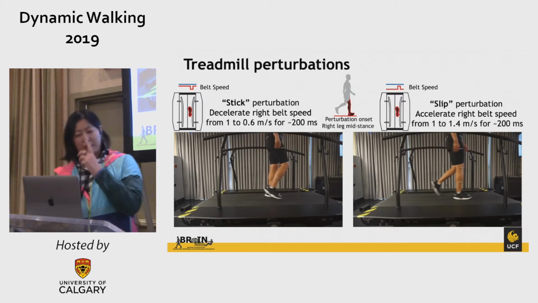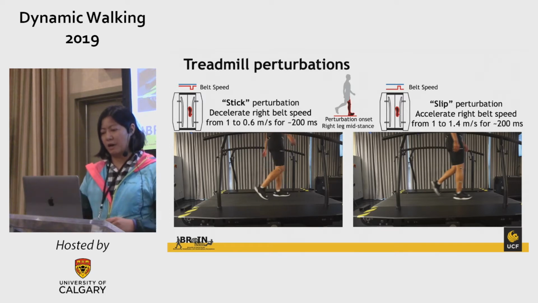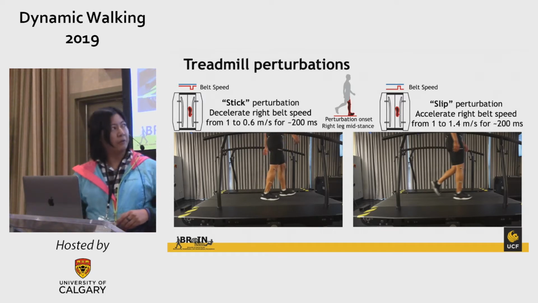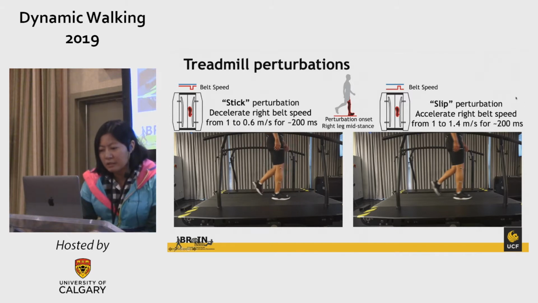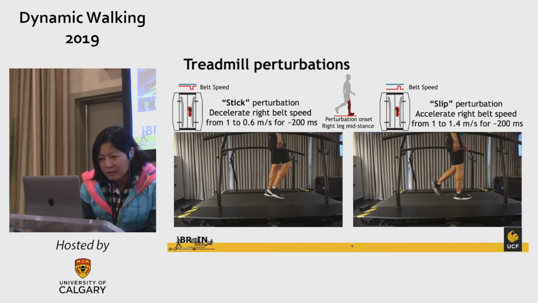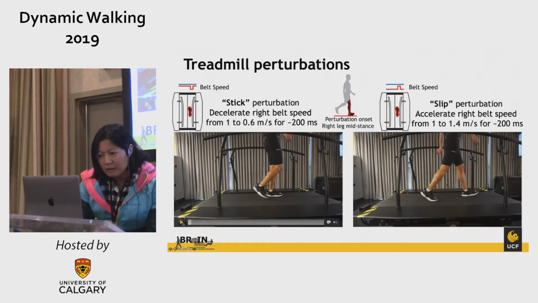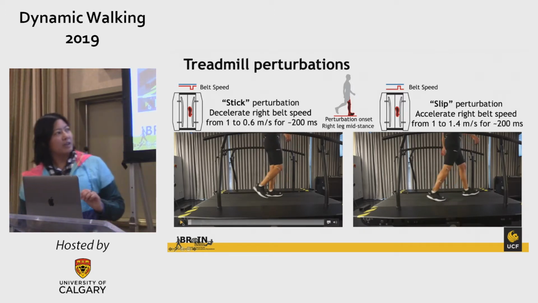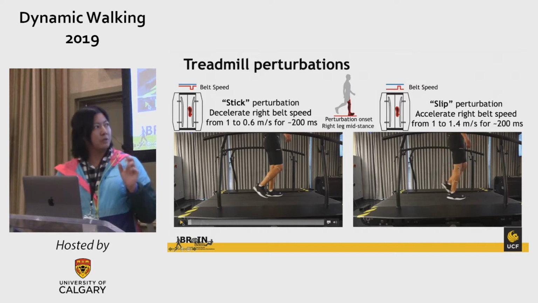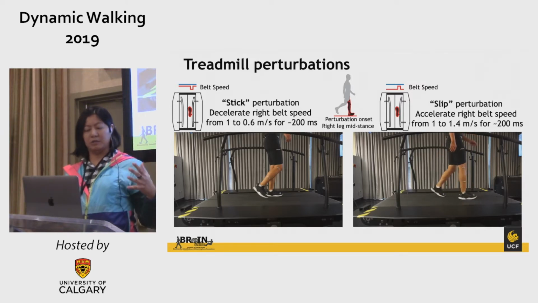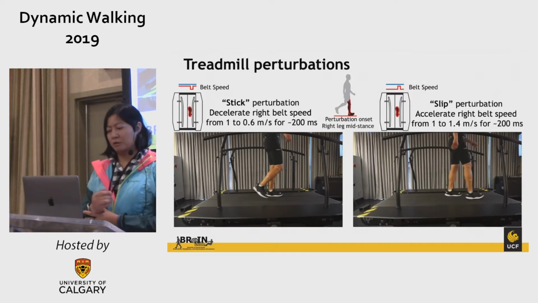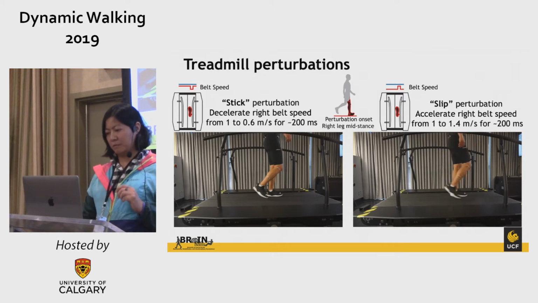And then we also applied a perturbation where we accelerate the belt for 200 milliseconds. And we call that our slip perturbation. So it looks like that. We wanted these to be pretty short because we wanted the person to be able to return to a normal step before the next foot comes down.